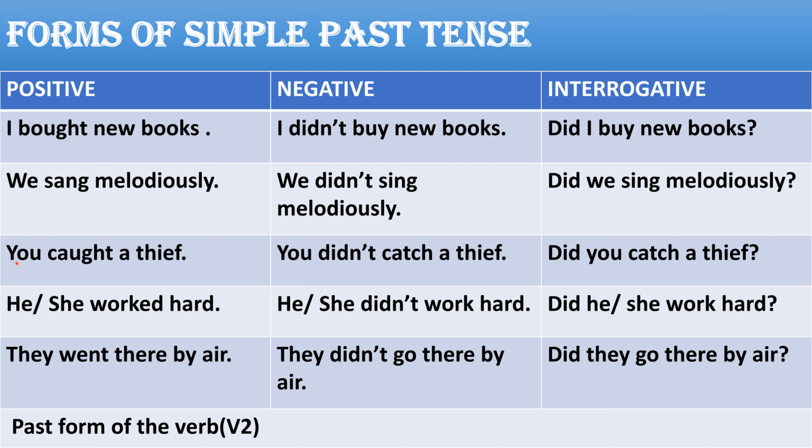Now, while using you: you caught a thief. You didn't catch a thief. Did you catch a thief? Interrogative form. He, she worked hard. Now negative form: He, she did not work hard. Interrogative: Did he, she work hard? Now while using they: they went there by air. They didn't go there by air. Did they go there by air? Interrogative form. So what is the form of past tense? It is V2 for affirmative sentences, and when you are making negative sentences, did not and V1. Interrogative sentences, did, V1.